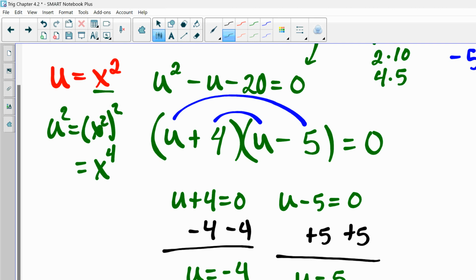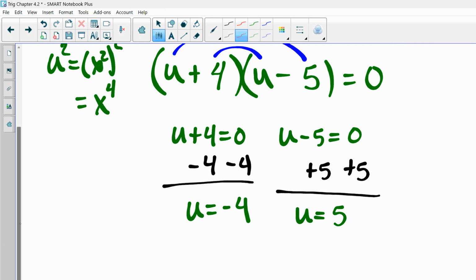Now, the reason we can just straight solve for u is because we don't have a quote-unquote middle term. We don't have a u squared and u, it's just u, so we can get those by themselves. Now, we weren't solving for u originally, we were solving for x, which means at this point we do need to plug x back in, because u is x squared. So one of the statements is saying that x squared is equal to negative 4. And the other is saying that x squared is equal to 5.